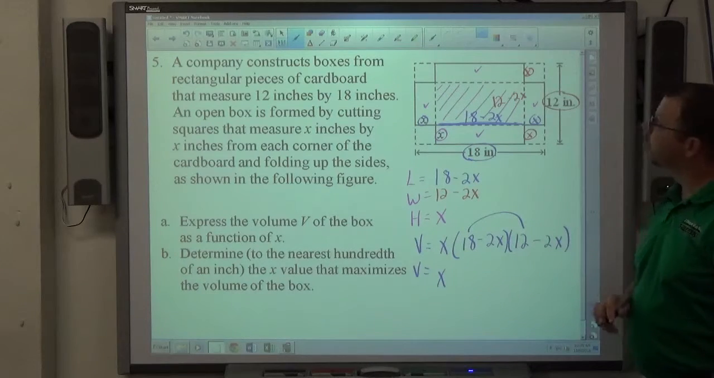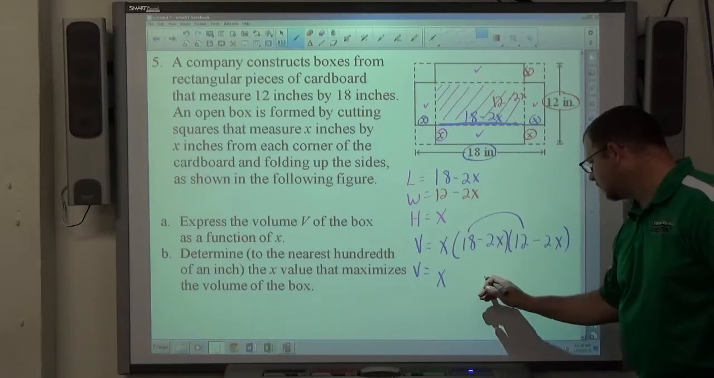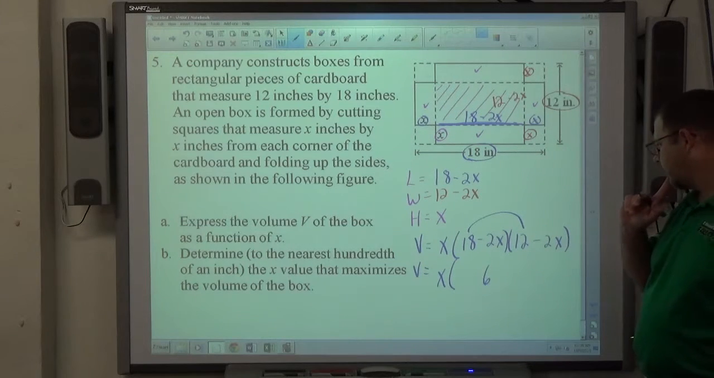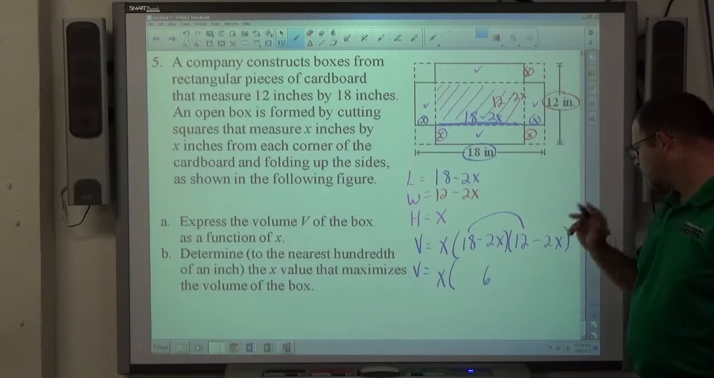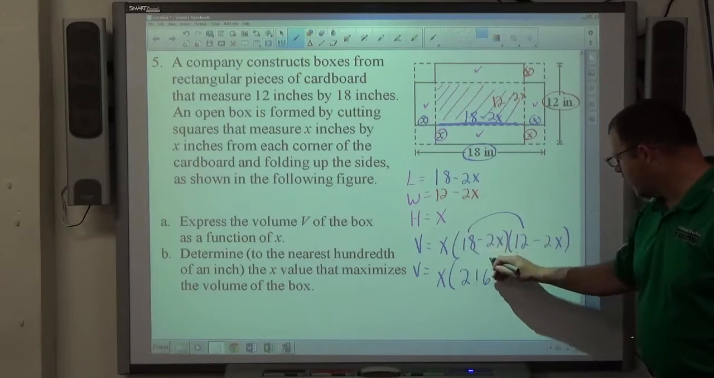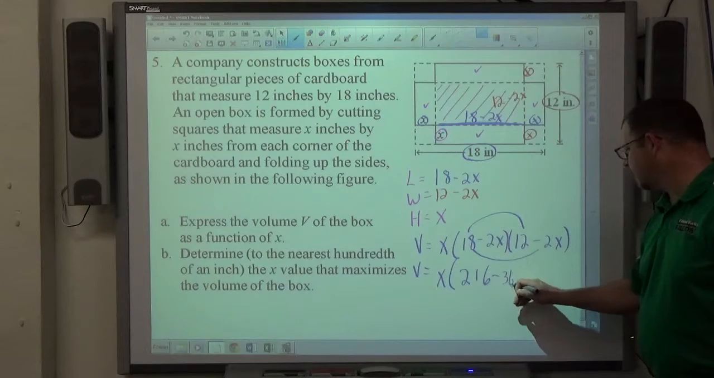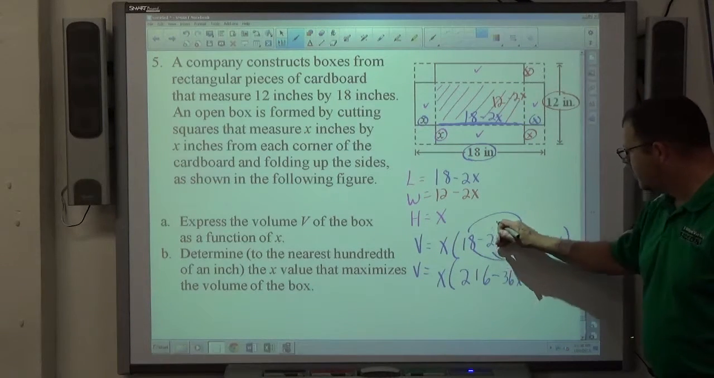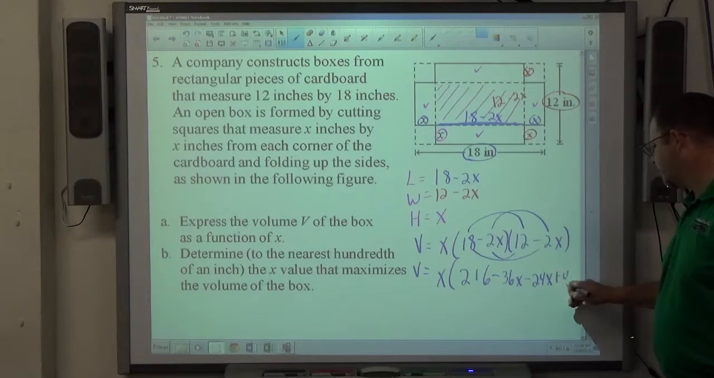18 times 12 is, let's see, 6 carry the 1, 216. And then 18 times negative 2x is negative 36x. Negative 2x times 12 is negative 24x. Negative 2x times negative 2x is positive 4x squared.